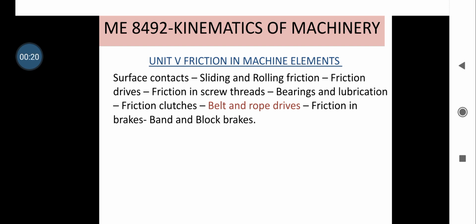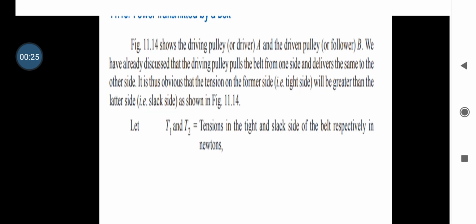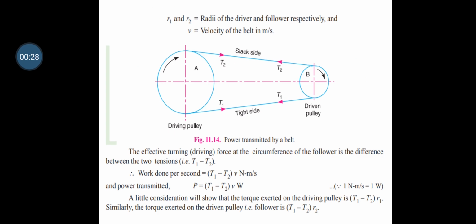In belt drives, power transmitted by the belt: how is the power transmitted in the belt drives? See the diagram. A driving pulley A and a driven pulley B. We already discussed that the driving pulley pulls the belt from one side and delivers the same to the other side. It is thus obvious that the tension on the tight side will be greater than on the slack side.